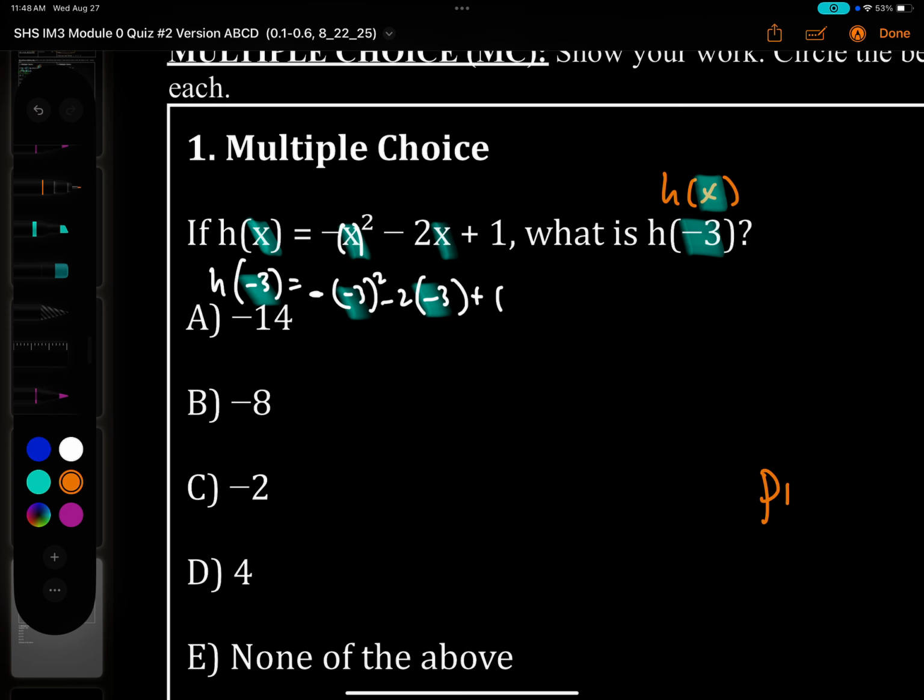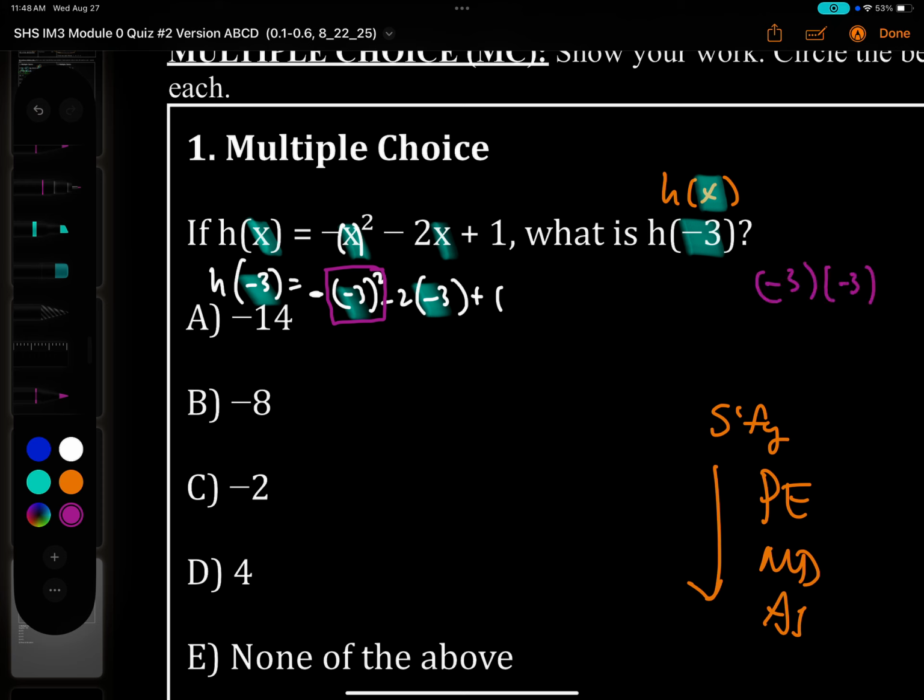Okay, so we're using PEMDAS to simplify. And when you're simplifying, you're going to do parentheses and exponents. So that would be this one right here. You don't multiply that negative sign. So that would be negative 3 times negative 3, which would be positive 9. So now you can just go back, and that would be multiplication. So positive 6 plus 1.